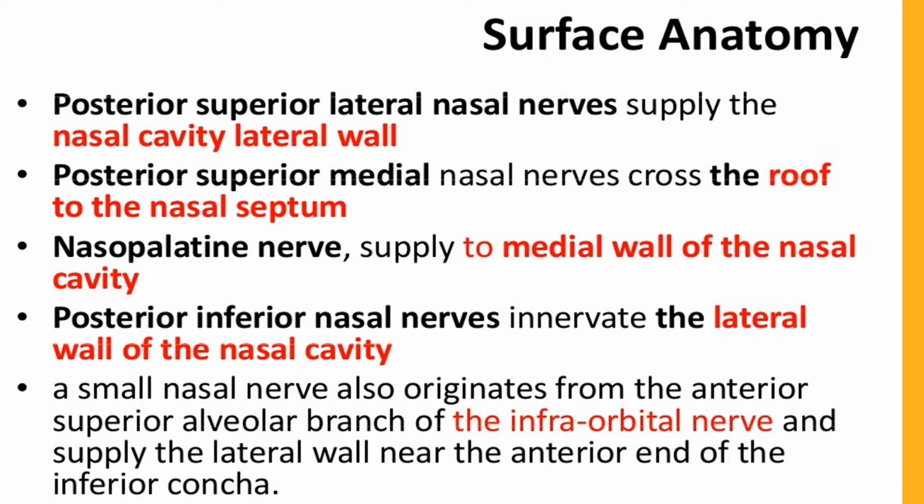As you know, the posterior superior lateral nasal nerve supplies the lateral wall of the nasal cavity. Posterior superior medial nasal nerve crosses the roof to the nasal septum. Nasopalatine nerve supplies the medial wall of the nasal cavity. Posterior inferior nasal nerve innervates the lateral wall of the nasal cavity. A small nasal nerve also originates from the anterior superior alveolar branch of the infraorbital nerve and supplies the lateral wall near the anterior end of the inferior concha.